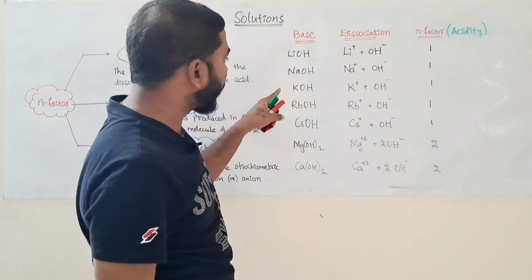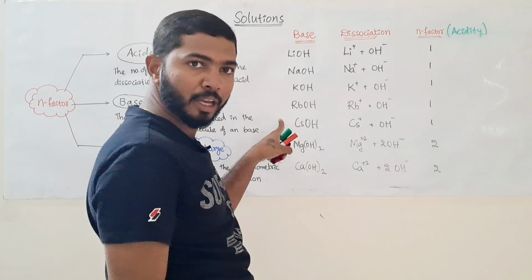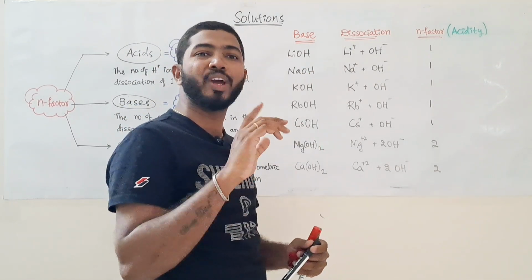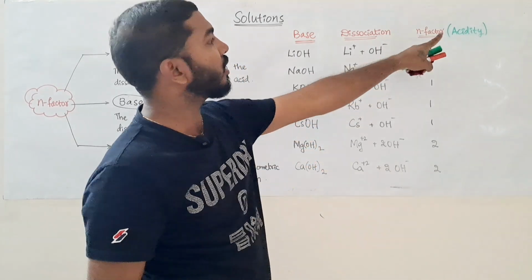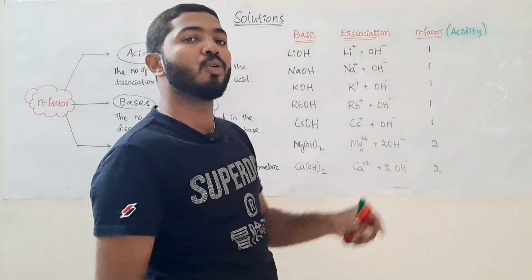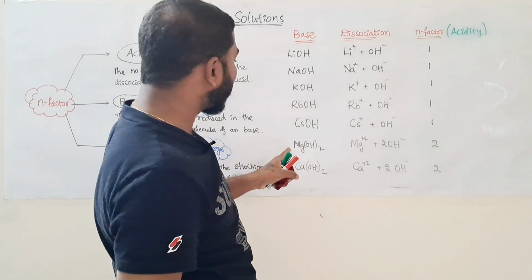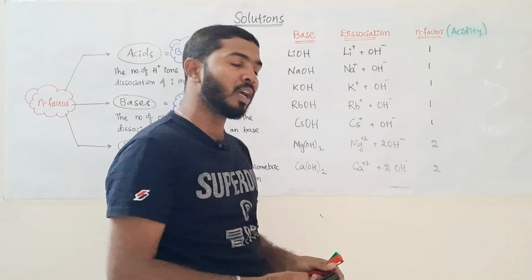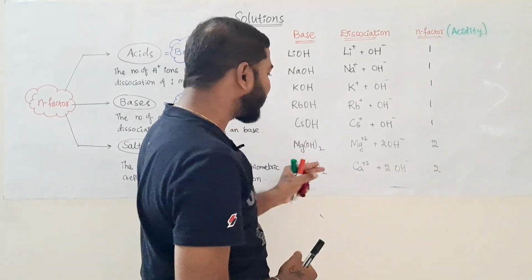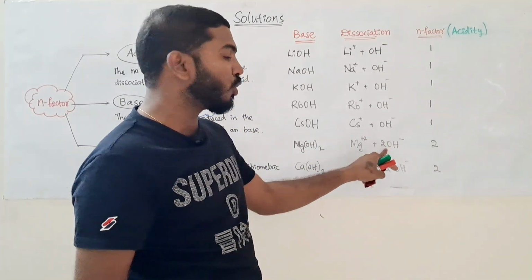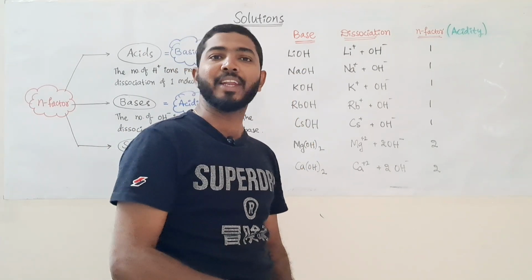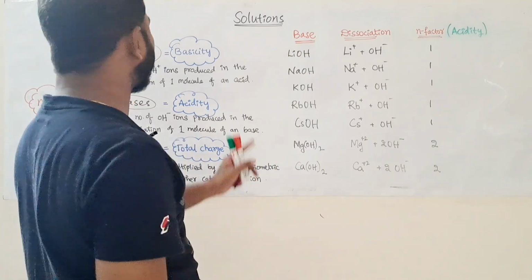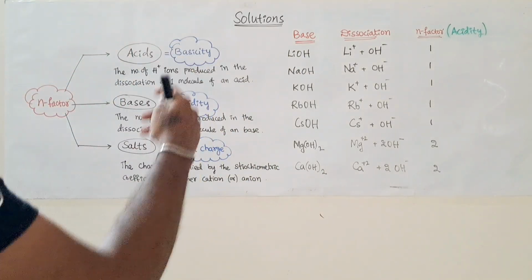And for sodium, potassium, rubidium, cesium, since all of them are first group elements, they generally form monoacidic bases. Since their acidity is 1, we can call them monoacidic bases. Next, magnesium hydroxide and calcium hydroxide belong to second group elements, and their base acidity is going to be 2 because they produce 2 OH minus ions in their dissociation. Hope it is clear. I'll give a few more examples on this N factor for bases. You please try to take the screenshot.